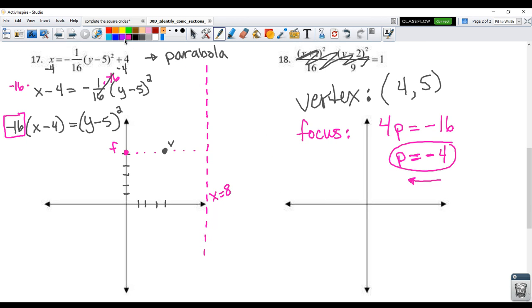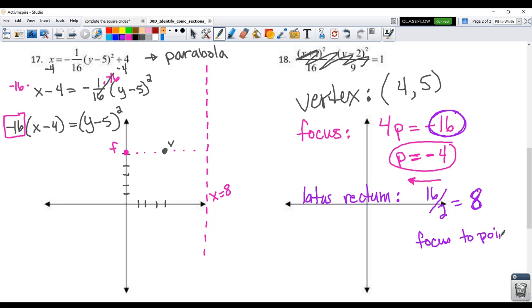Now the last thing that we have to plot is this length called the latus rectum. The latus rectum is a line that is perpendicular to the focus-vertex line here. So it's perpendicular and it tells you how wide your graph is going to be. Also this negative 16 is important here. So if you take your 16 and you divide it by 2, that tells you the distance from your focus to the point on the graph.